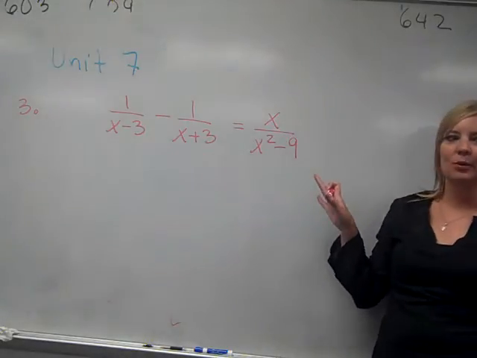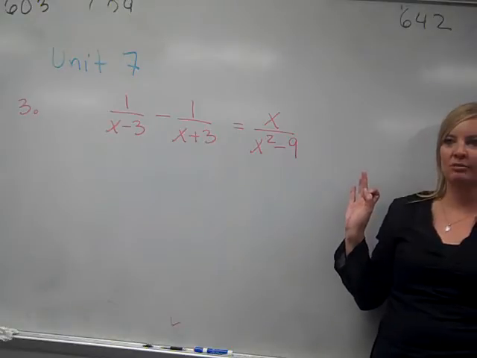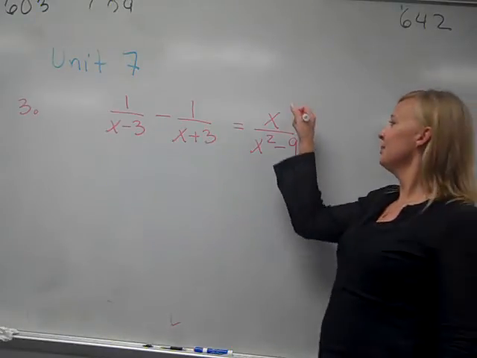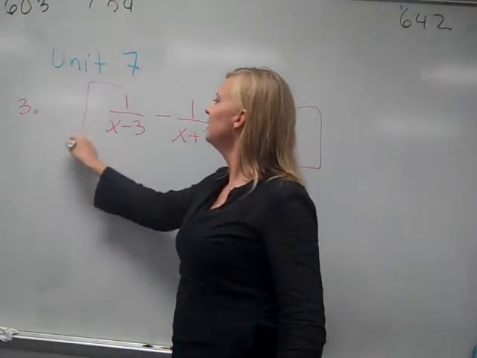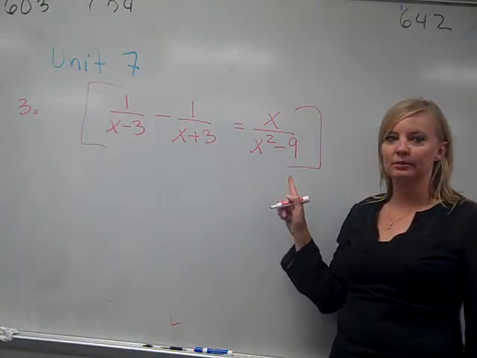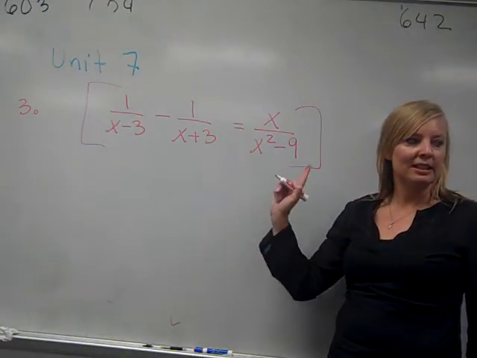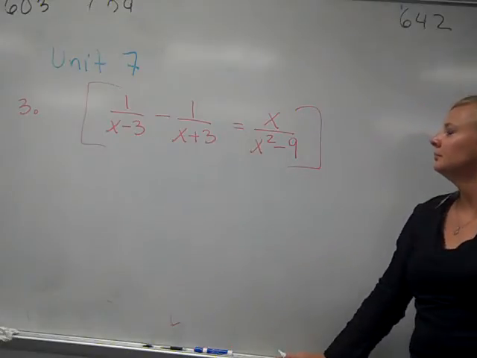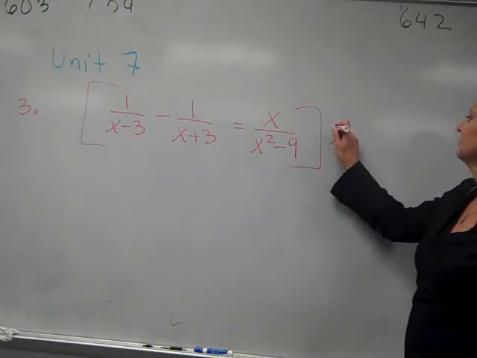On this one, we're going to get rid of all the fractions to start off with. So if we multiply everything by the common denominator, the fractions will all cancel out. What's the least common denominator? 1. X minus 3 and X plus 3.